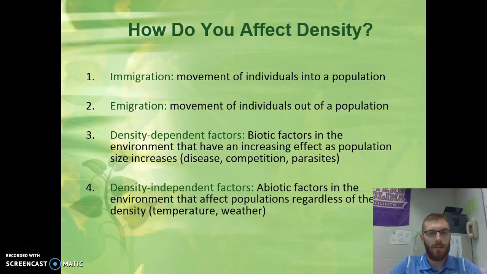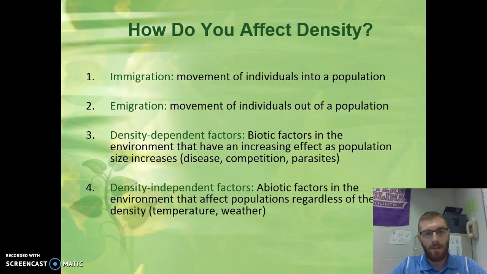And how can we affect density? Well, we have the two types of immigration. We have immigration with an I, which is movement of individuals into a population. So say somebody moves from somewhere to somewhere, coming into somewhere, they are an immigrant with an I. We can also talk about emigration with an E, which is movement outside of a population. So when you move away from somewhere, you are an emigrant with an E.